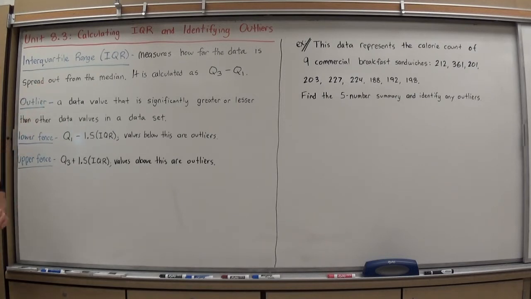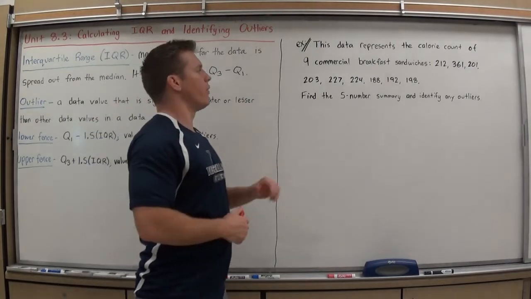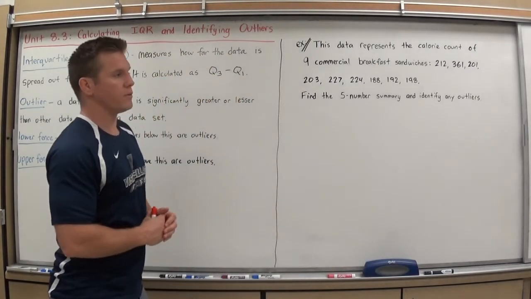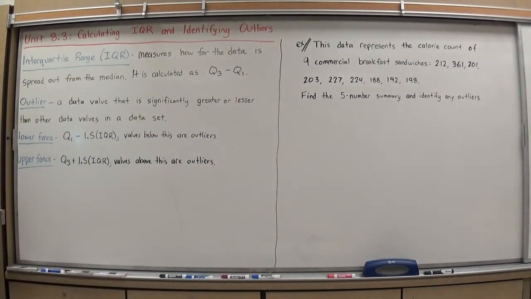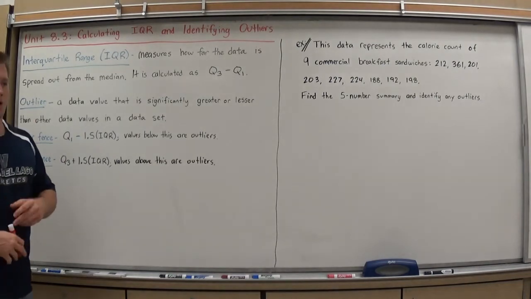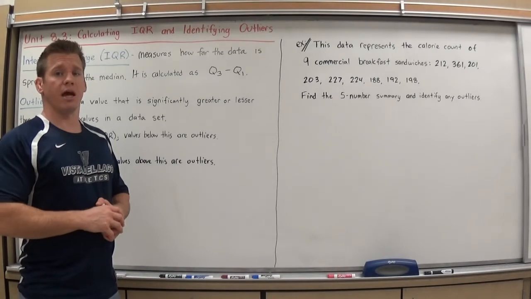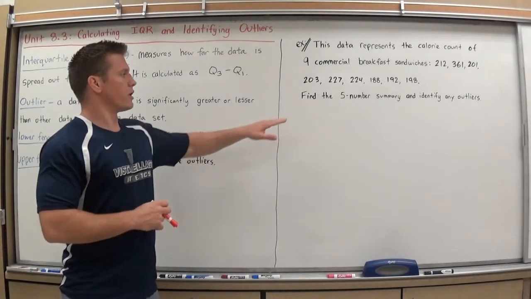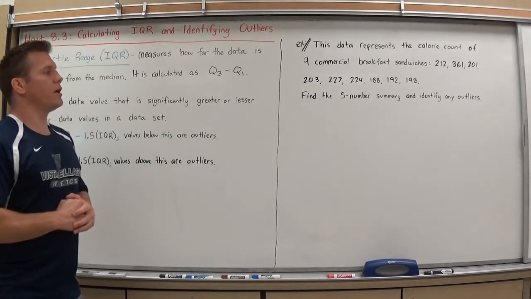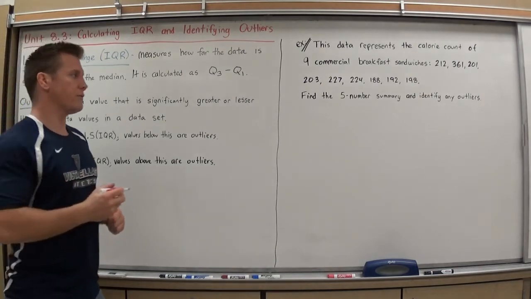This is the data that represents the calorie count of 9 different commercial breakfast sandwiches. That'd be like your Egg McMuffin from McDonald's, something like that. Jack in the Box has a breakfast sandwich, whatever it is. So we're just looking at what the average calorie count is for one of those sandwiches. So we're going to find the 5-number summary for this data and then identify any outliers.